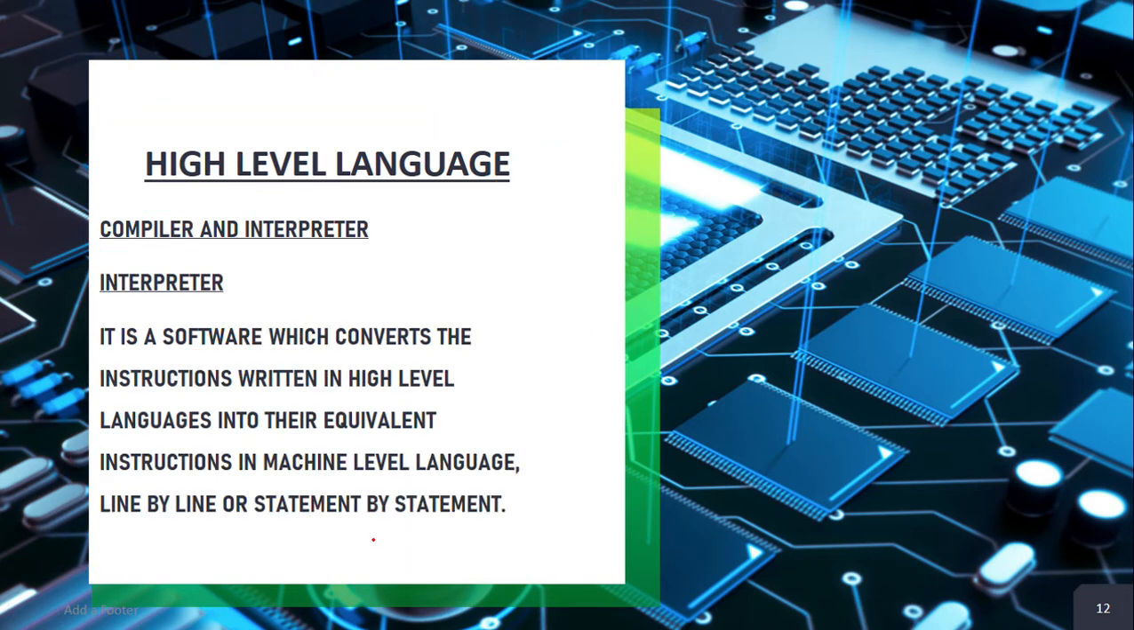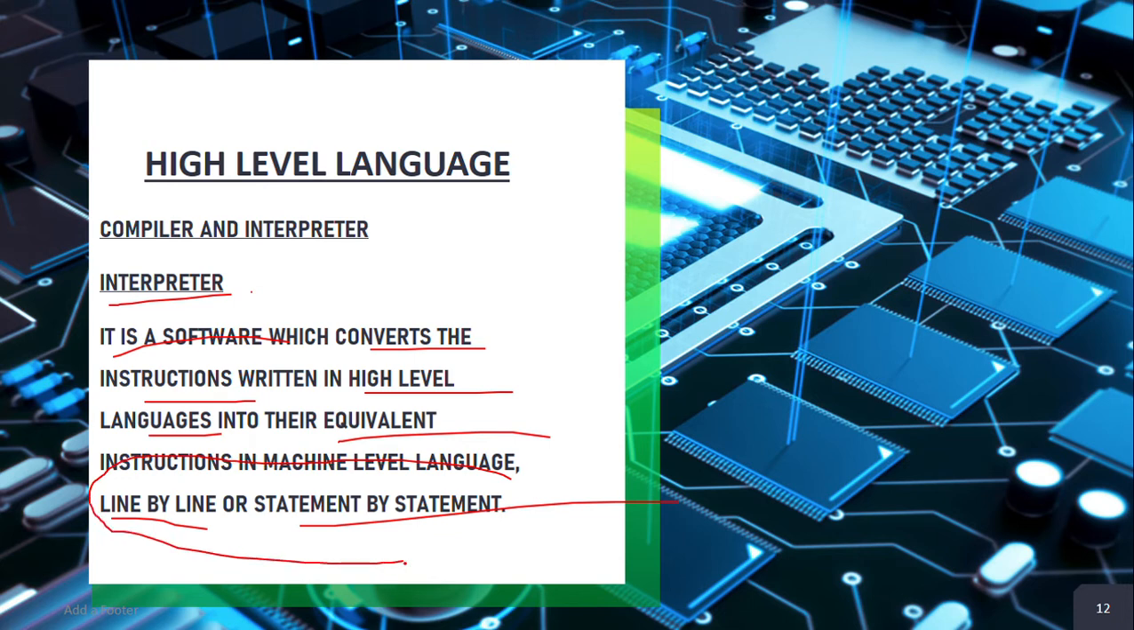And next is interpreter. Again, two definitions you can study. It is a software which converts the instructions written in high level languages into their equivalent instructions in machine level language, either line by line or statement by statement. I said this is an important point. If it is there, you will get the marks. Line by line or statement by statement into the object code.